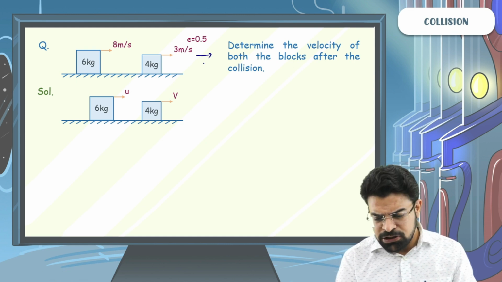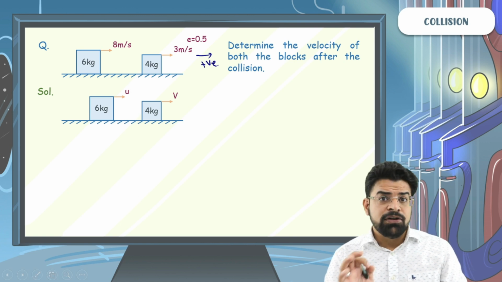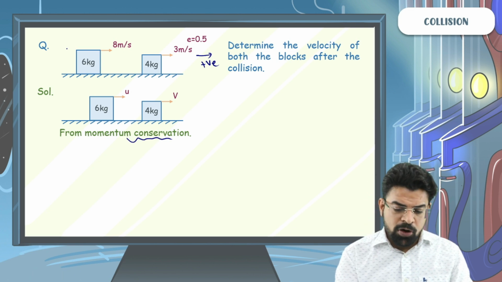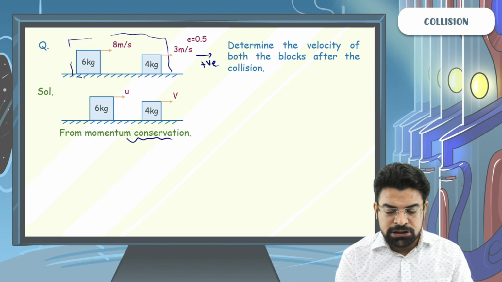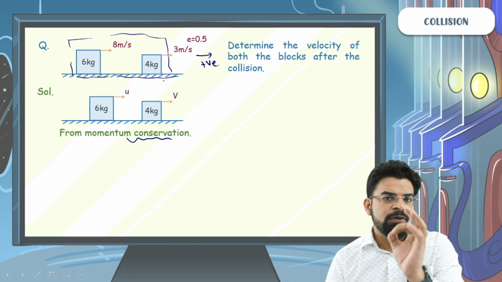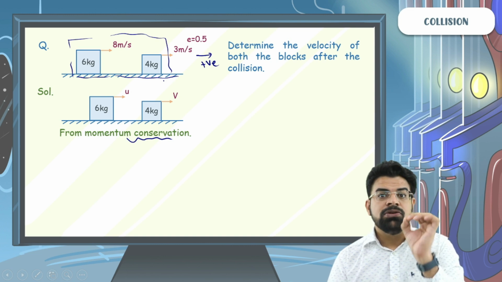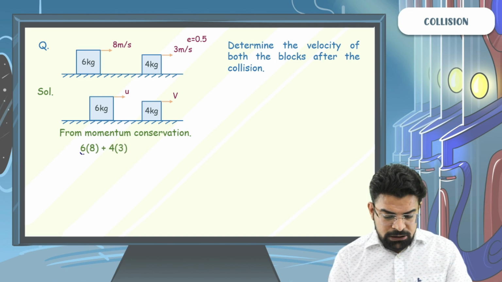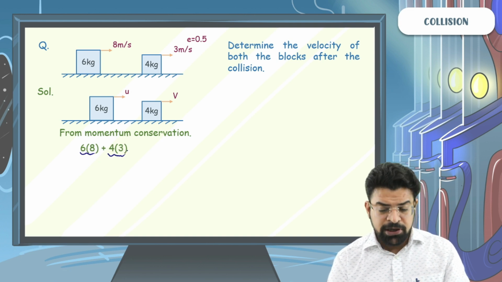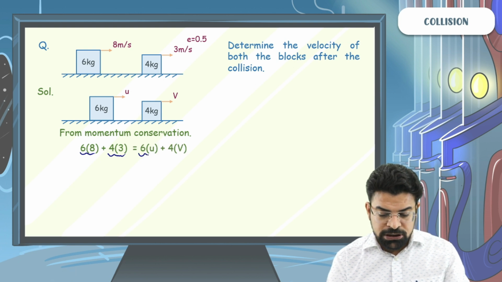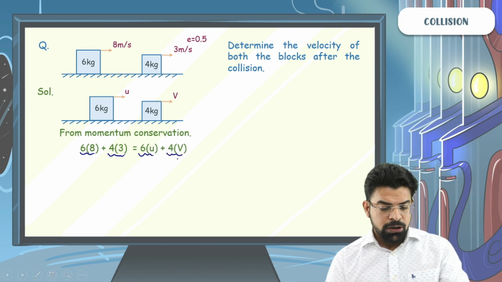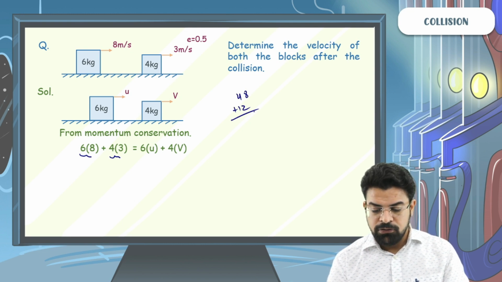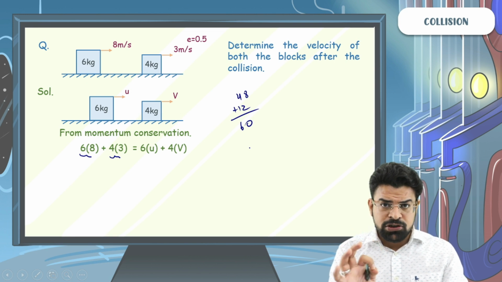So if I take the direction towards right as positive and make the equation of conservation of momentum, I will say from momentum conservation, the initial momentum of the 6 kg and 4 kg block system will be equal to final momentum of 6 kg and 4 kg block system because there is no external force acting on it. So we will say 6 into 8 plus 4 into 3, the initial momentum has to be equals to 6 into u plus 4 into v. So 6 into 8, 48, 4 into 3, 12, 48 plus 12, you will get 60. So you will get 60 equals to 6u plus 4v.